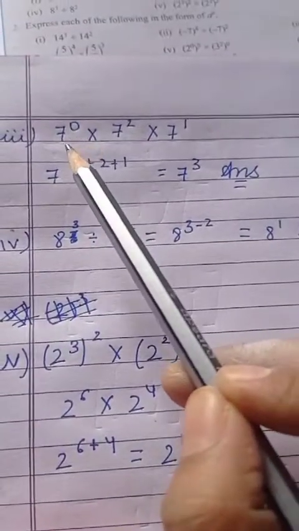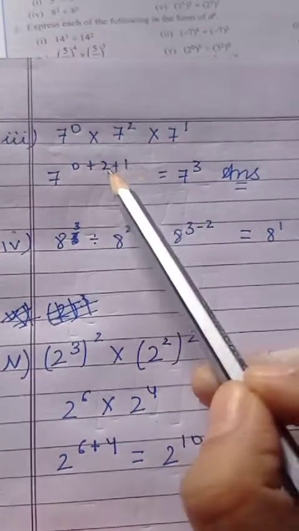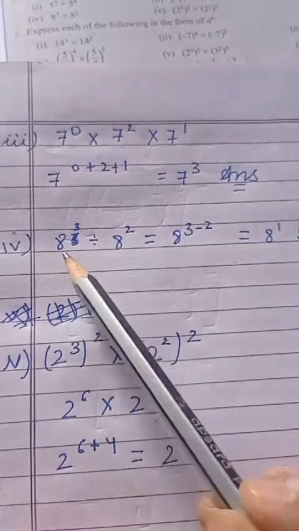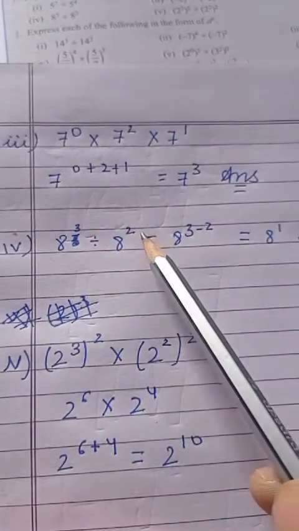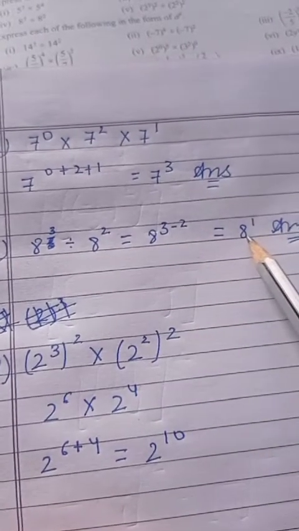Next question, third part. You can see here, all bases are the same and they multiply each other, their powers will be added. 0 plus 2 plus 1, that is equal to 7 raised to the power 3. In the fourth part, bases are the same and they divide each other, so powers will subtract. 8 raised to the power 3 minus 2 is equal to 8 raised to the power 1.